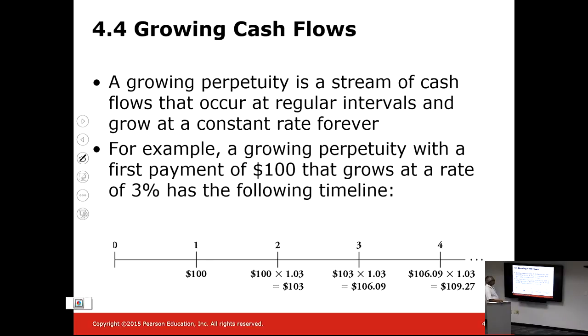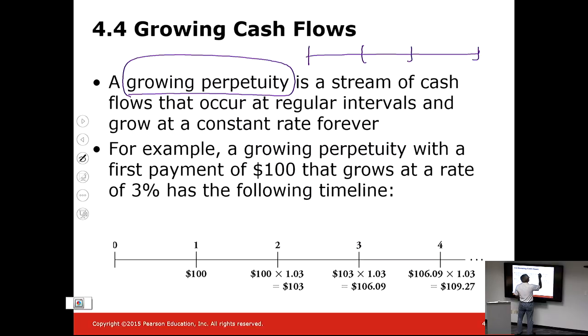The next thing I want to look at is another type of cash flow that is called a growing perpetuity. So it is a perpetuity like we had before. Remember, in a perpetuity, our timeline was C, C, C, C, and then it goes on forever. But now I'm saying this number is not going to be the same. Each year, the cash flows are going to grow at the rate of G.